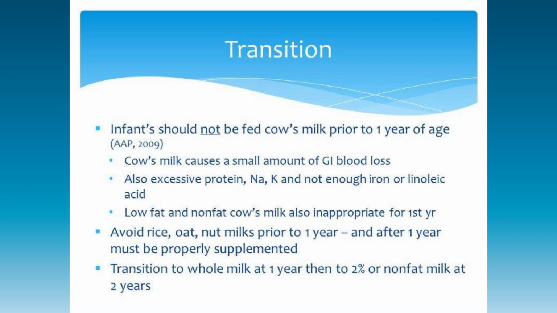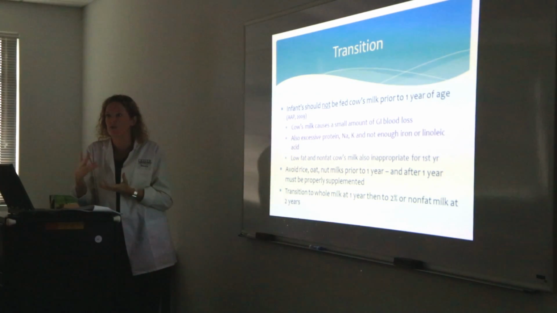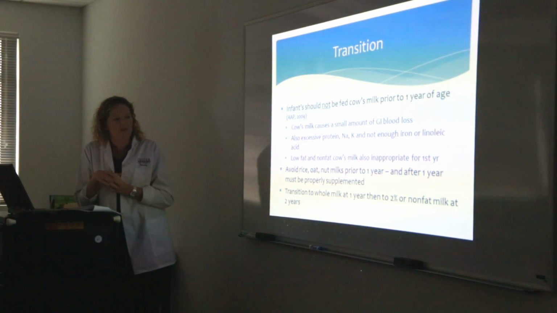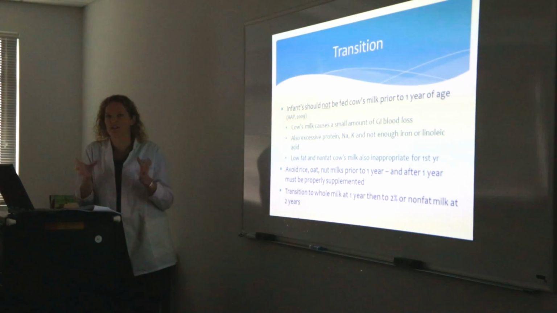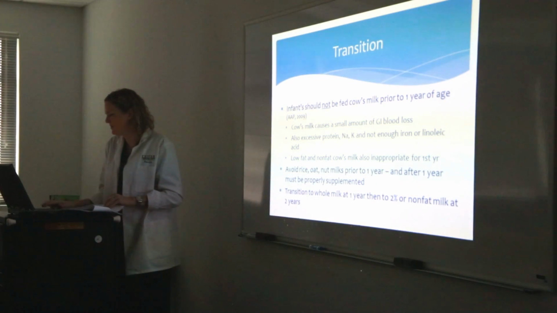You want to try to avoid rice, oats, and some of the nut milks like almond milk until they get to 1 year of age, and then they're appropriate. Just make sure you're getting one that's supplemented or fortified with vitamins and minerals. And then at about 2 years, you can transition to 2% or skim milk. But I wouldn't do that if the child was underweight, so you want to still get those extra calories from whole milk if they're having weight issues or if they don't take a lot of milk anyway.